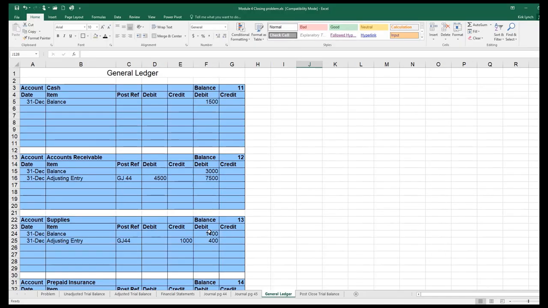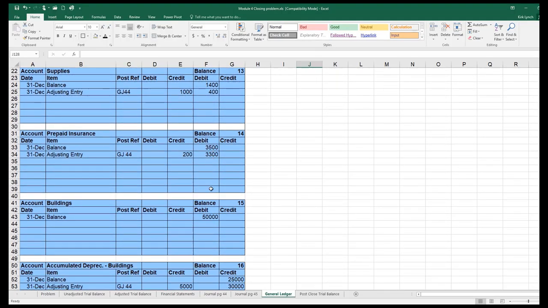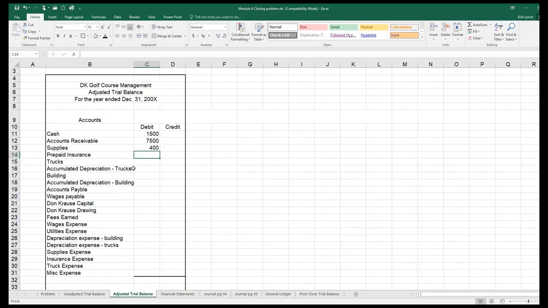Then our supplies had been adjusted. The new balance in the prepaid insurance account is $3,300, and my buildings is still $50,000, so that didn't change. So we're going to go $3,300 on the prepaid insurance and $50,000 in buildings. And my buildings is in a different order, $50,000 down there.